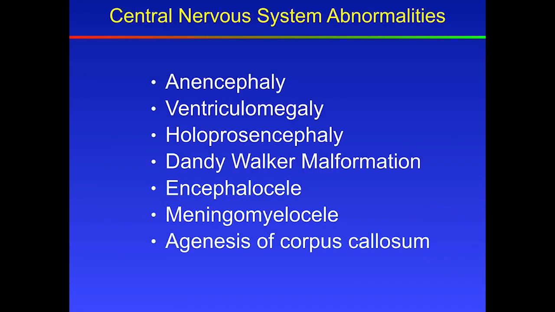So if you think about the CNS problems in the head that can lead to polyhydramnios, we think about anencephaly, ventriculomegaly, holoprosencephaly, Dandy-Walker malformation, encephalocele, meningomyelocele, and agenesis of the corpus callosum.